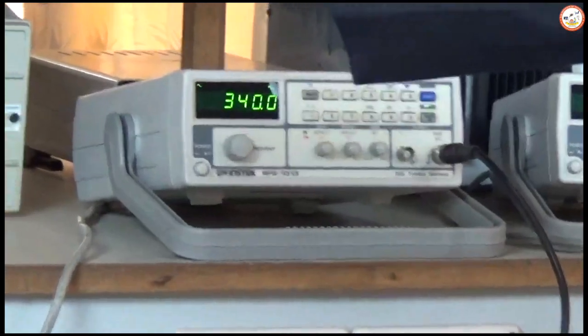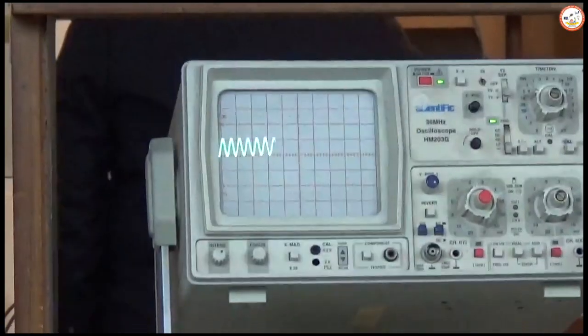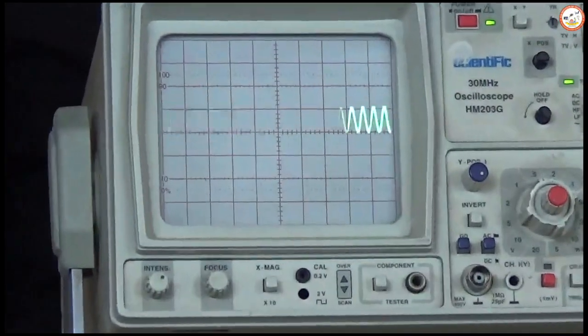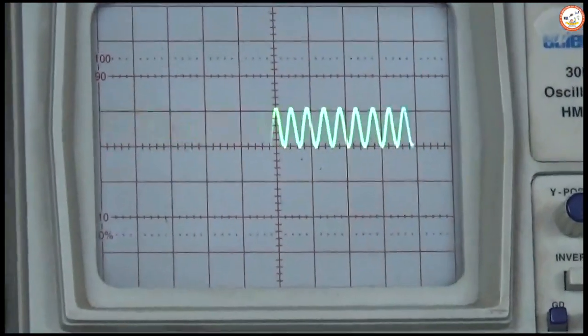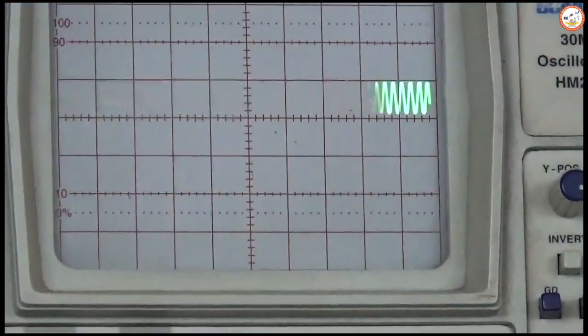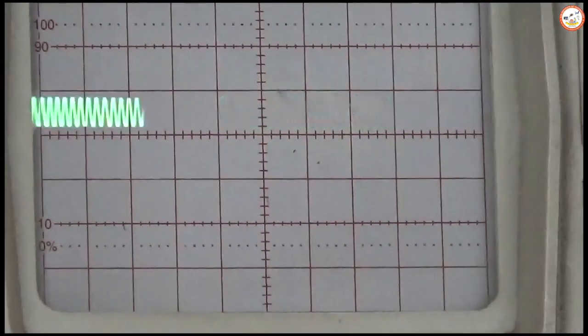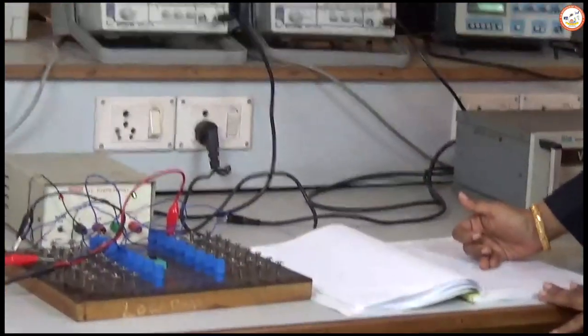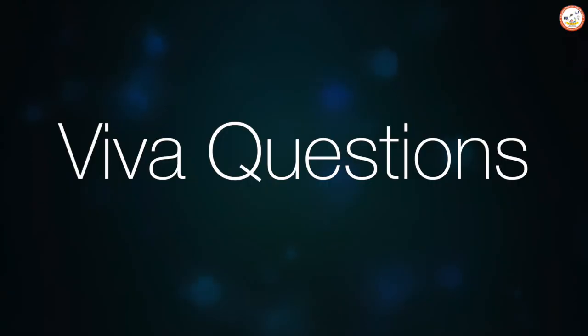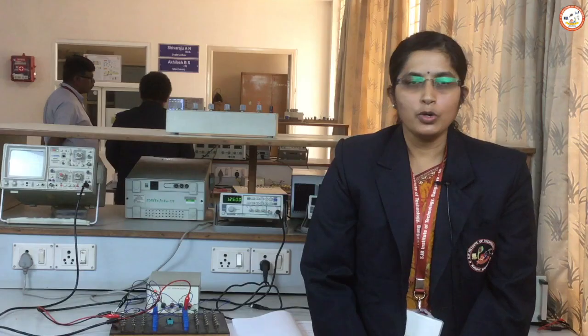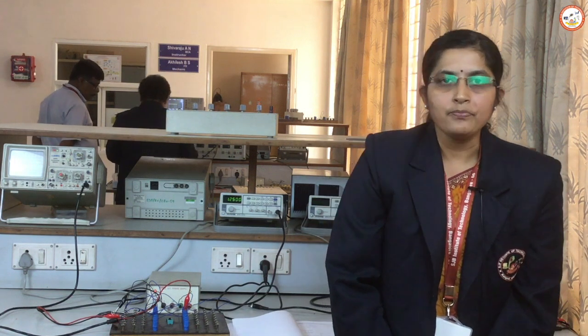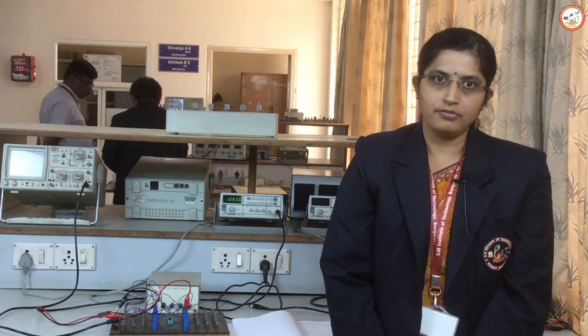We are getting the same constant output voltage in the CRO. Next, if I increase the frequency beyond 1 kHz, the output voltage starts reducing. That means we get the expected frequency response: up to the cutoff frequency FC it is constant, after that the voltage decreases. The viva questions for this experiment are: what do you mean by filter, what do you mean by low pass and high pass filter, and what do you mean by first order filter and second order filter.